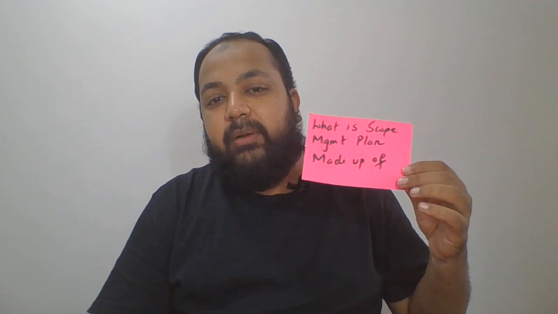Then what is the scope management plan made up of? The scope management plan is made up of your project scope statement: what you will do, what you will not do. Then your work breakdown structure. How do you create a work breakdown structure? That has been written in it. Then what is the baseline of the scope? So these things are written down in the scope management plan, right?